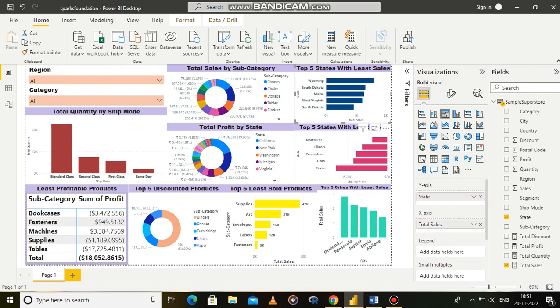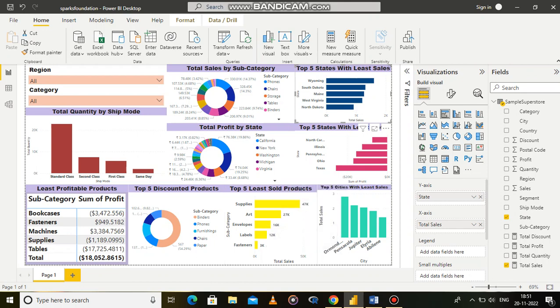Again, the main problem I could find was that the sales were positive and there was quite a number of sales, but the profit is negative somehow. That doesn't really make sense, so that is one of the business problems this business is having. Their most discounted products are binders, followed by phones, furnishings, chairs, paper, etc. The least sold products by subcategory are supplies, art, envelopes, labels, and fasteners.